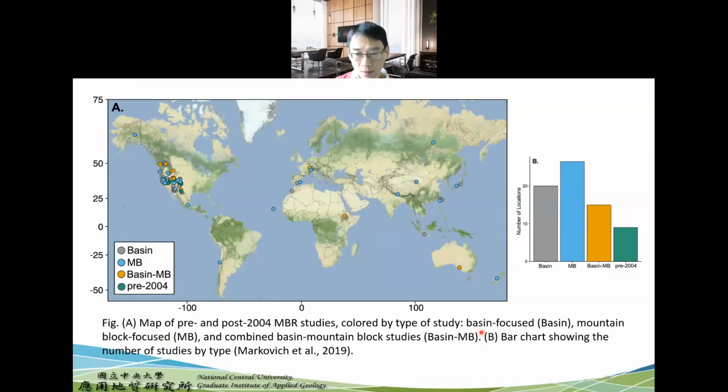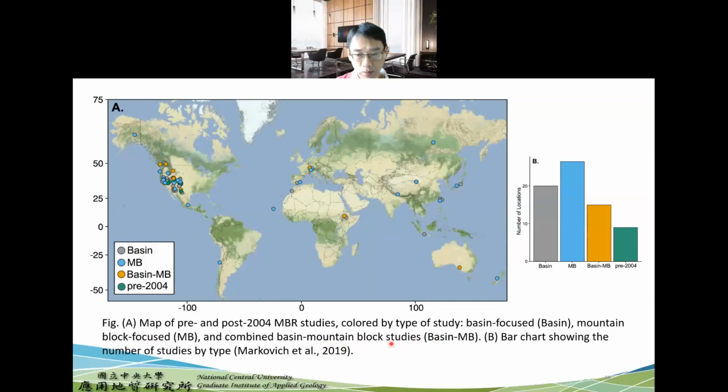We can separate them into basin focus. So they are mainly based on the basin. Basin means they study the plain areas, because it's mainly for groundwater resources. And the mountain block focus means they focus on the mountain block and combine the basin to the mountain block, like the study we would like to show later.